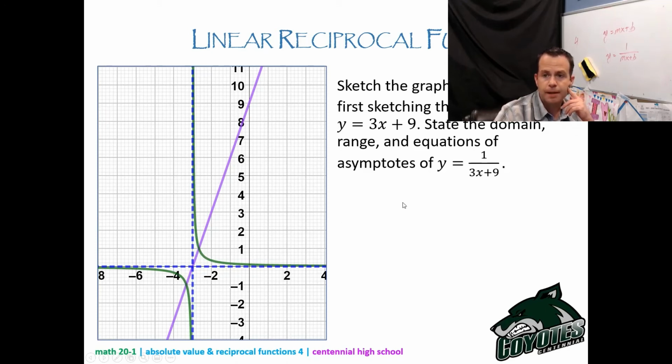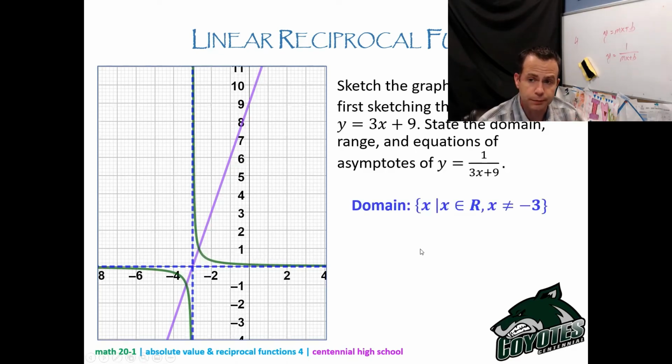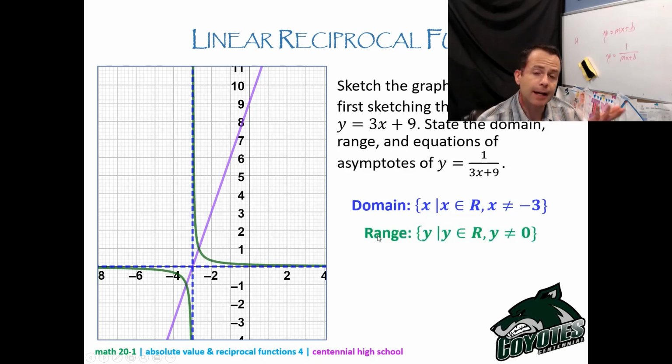Then it said state the domain, the range, and the equations of the asymptotes. So for this one, the domain is all real numbers, except that x can't be -3. And then for the range, it's all real numbers, but y can't be 0. Then I have asymptotes. You need to label the asymptotes. You can't just tell me the equations of the asymptotes. You have to tell me which one's vertical, which one is horizontal. Make sure you know how to spell the word asymptote. That's kind of important.